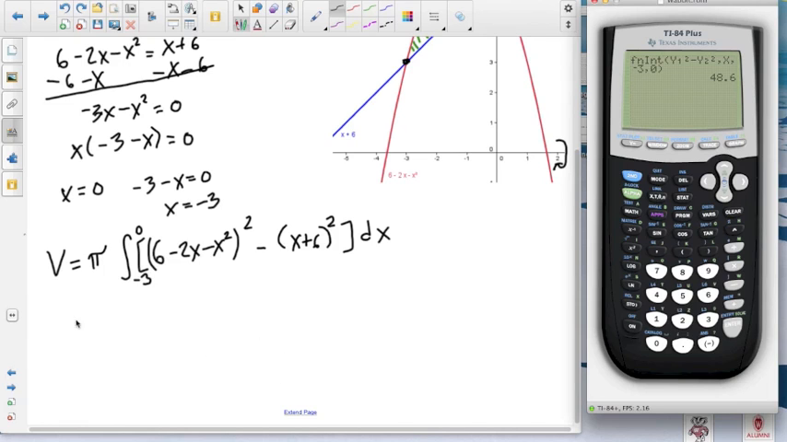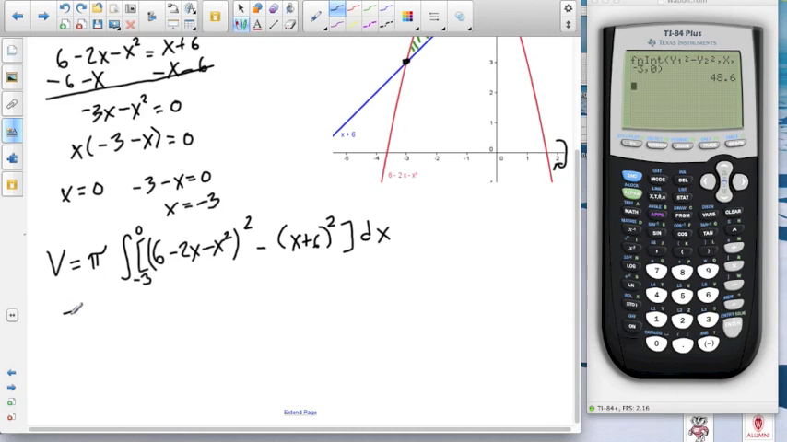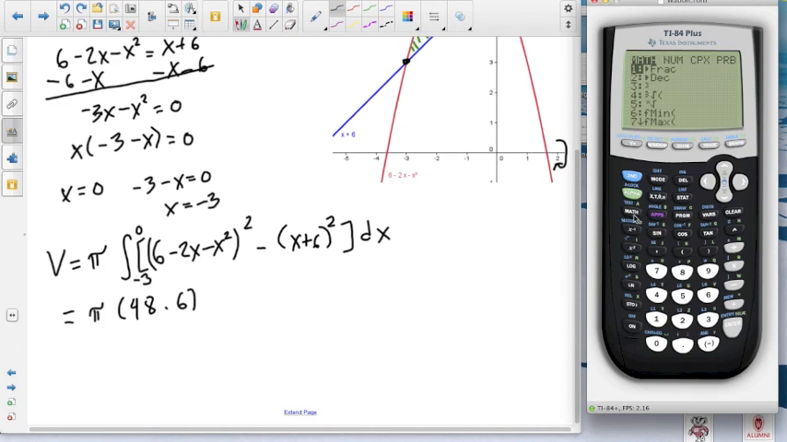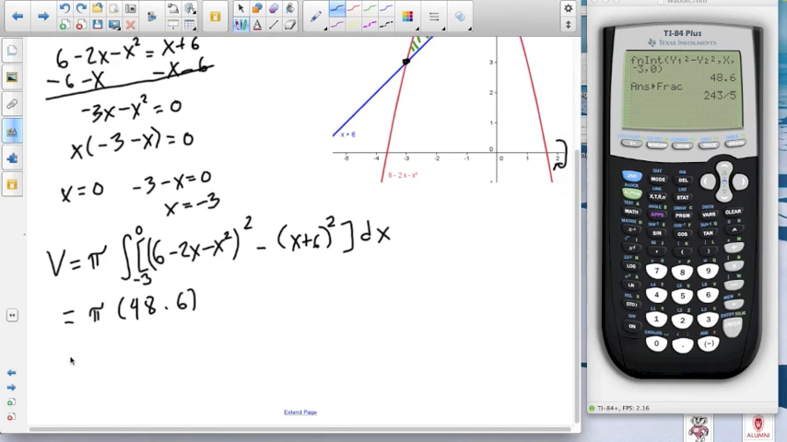So the answer then, and you notice that fint is without the pi, so the answer then is pi times 48.6. If we would convert that to a fraction, we get 243 over 5. So we're looking at 243 pi divided by 5 for an exact answer. Cubic units.